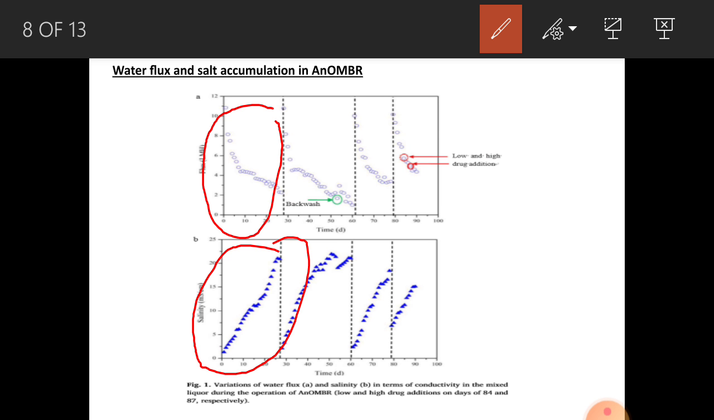So they have different cycles. After the first cycle, there was backwash and cleaning, and then again the membrane was subjected to the wastewater. So over a 90 day period, 4 different cycles were carried out in order to check the effect of the salinity and the rate of decline of the water flux.